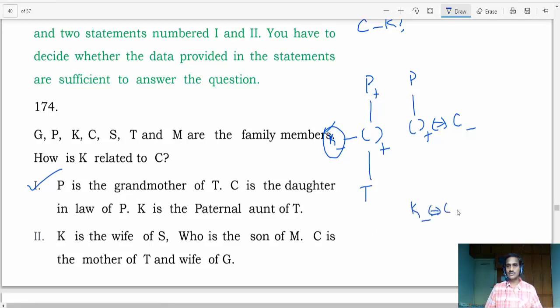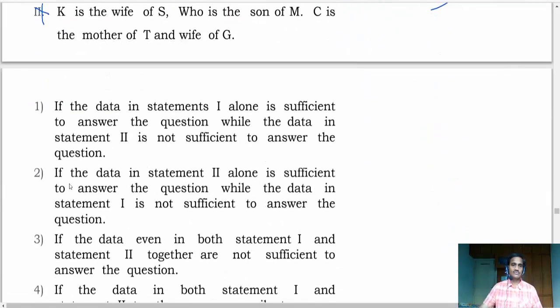Then coming to the second: K is the wife of C, and K is the wife of S. S is the son of M. C is the mother of T and wife of G. There is no relation between M, K and S to T, C and G. Hence 2 alone is not sufficient. 1 alone is sufficient. Question number 174, choice 1 is the answer.